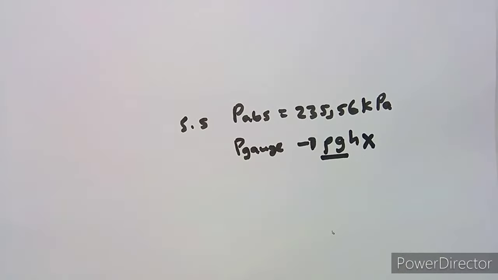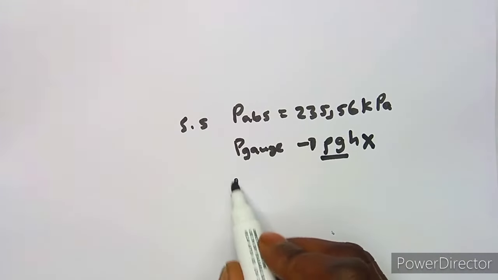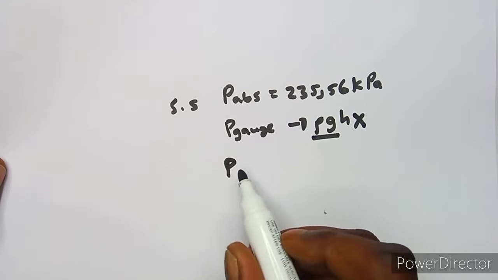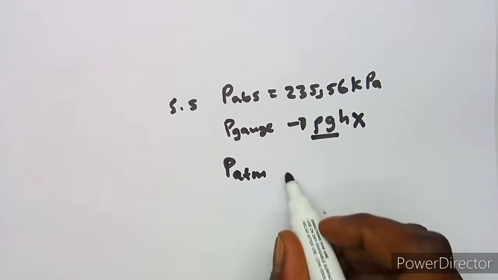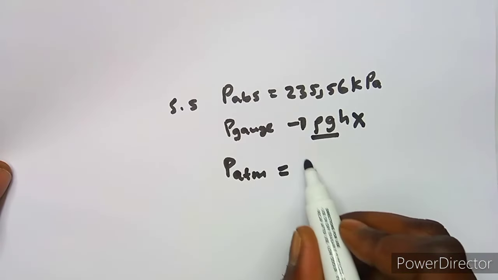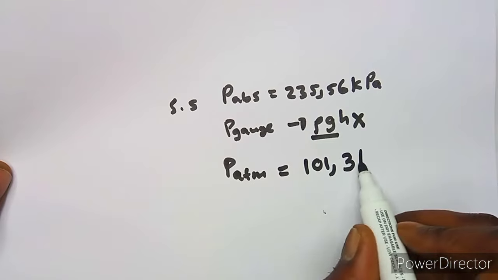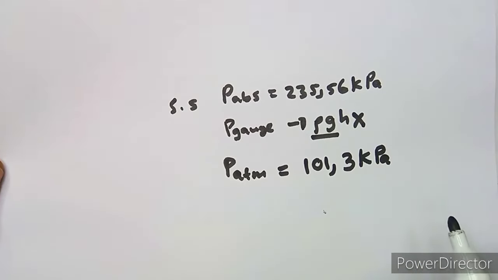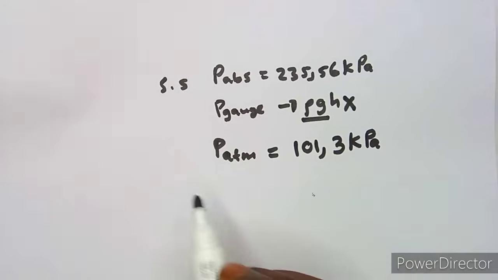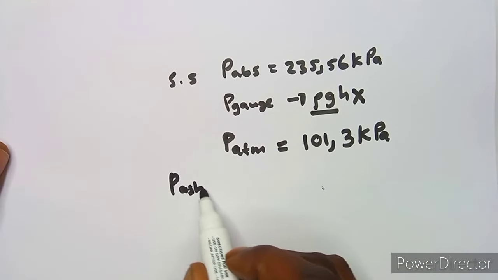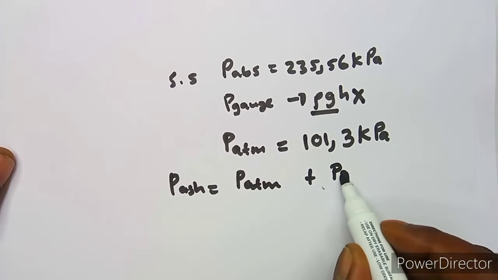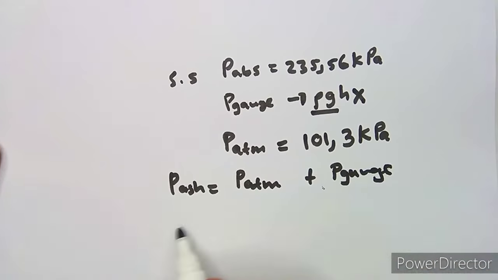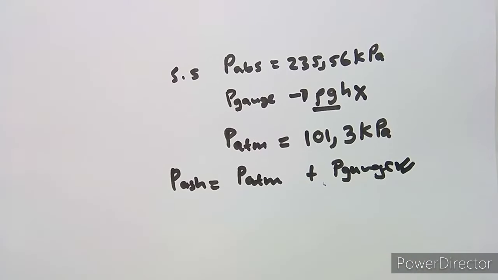So which means actually this is out. So what are we going to do? We are given P for the air, which is P atmospheric, the atmospheric pressure. That one we must know, that one we are given: 101.3 kilopascals. That's why we have this, because we know the relationship between absolute pressure, that is equivalent to the atmospheric pressure plus the gauge pressure. So if these are equal, therefore let us make gauge pressure the subject.